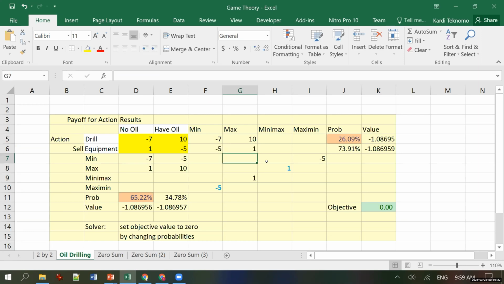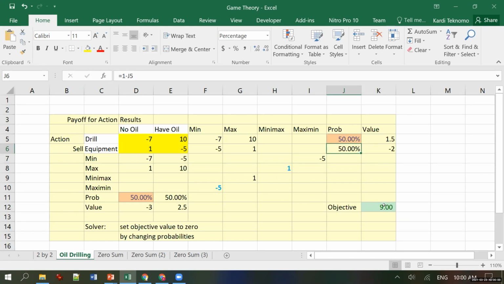So for the row, I want to get the maximin. Okay, I get the minimax also. Say initially I set the probability to 0.5, 50-50.